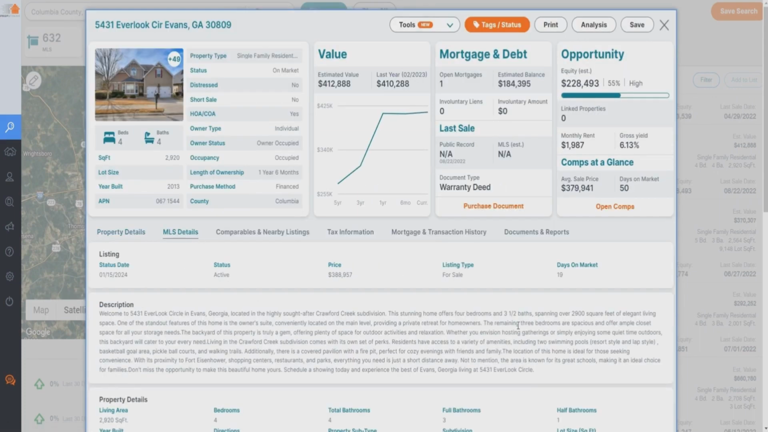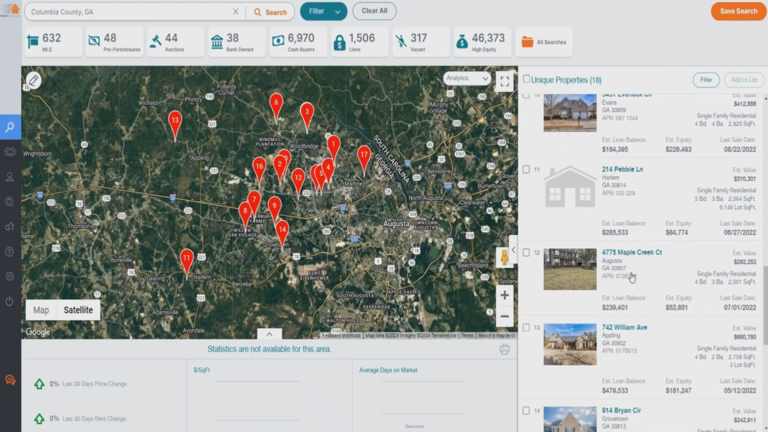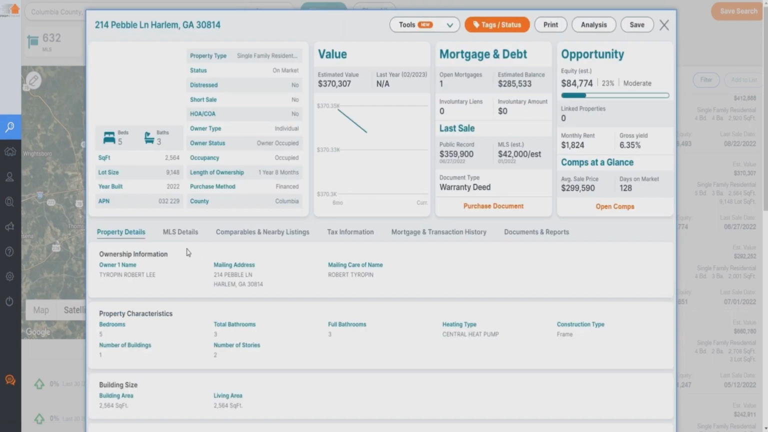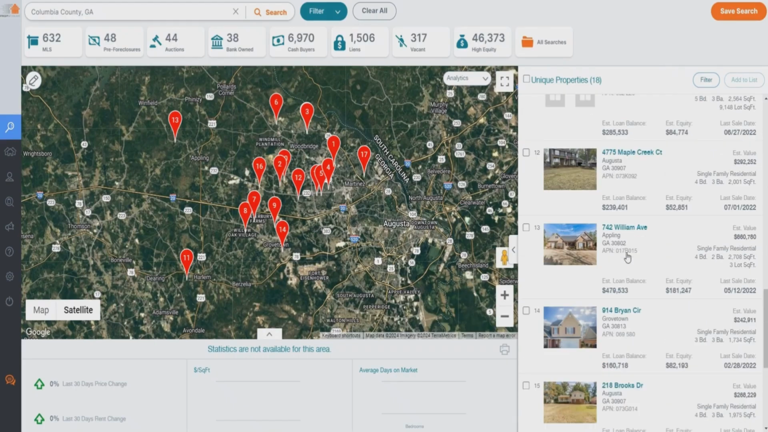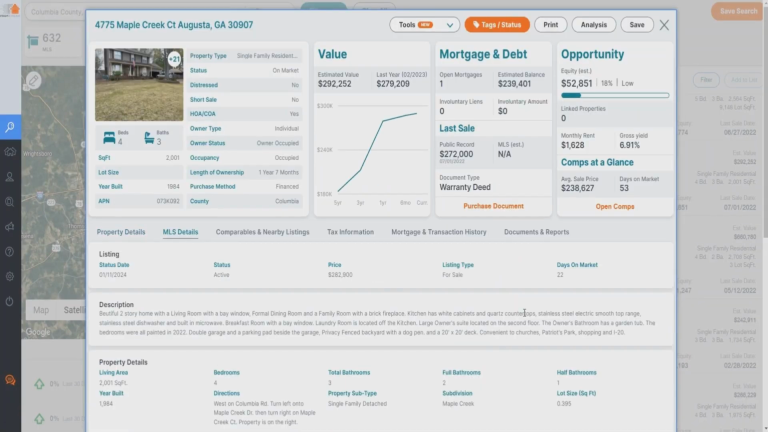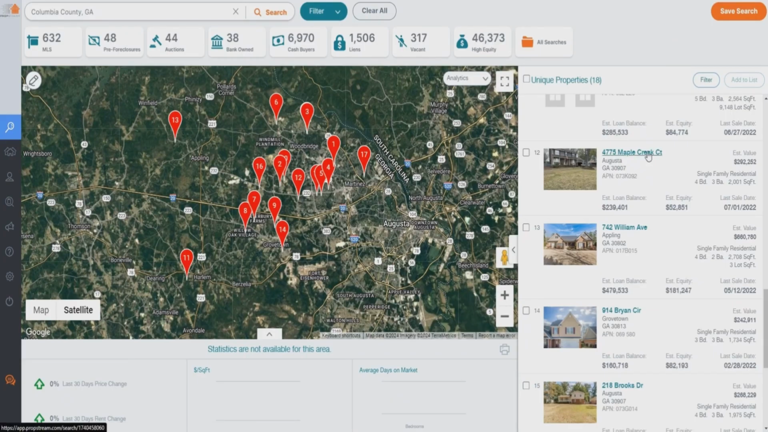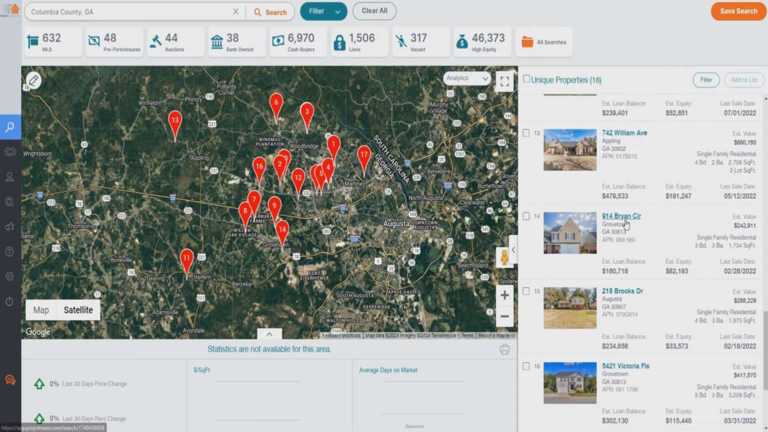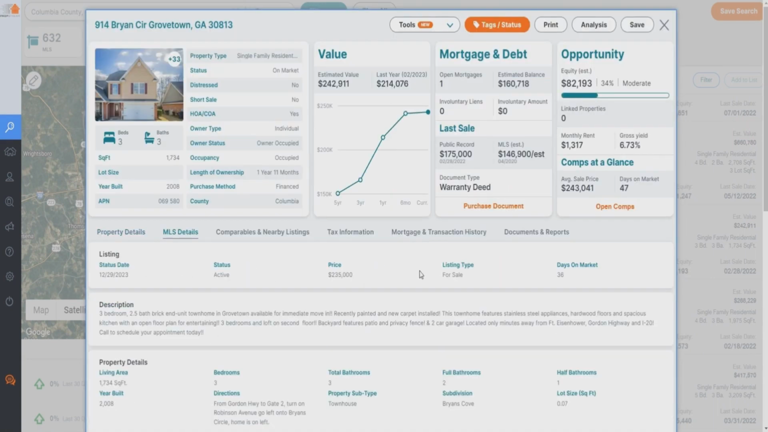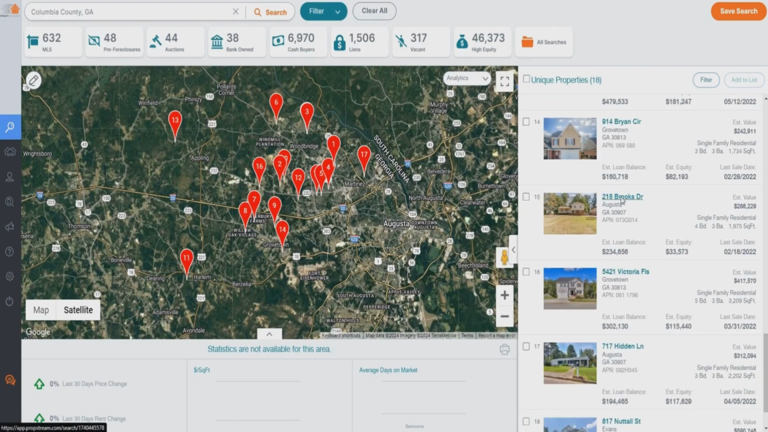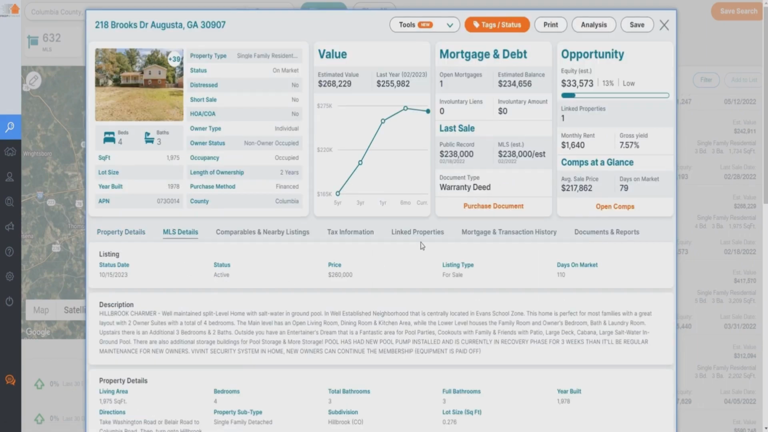Quite a bit of properties here. I'm going to keep going through these until I find something that is suitable. That last one may have worked for subject to as well, but I want to find something where there is no second position note.